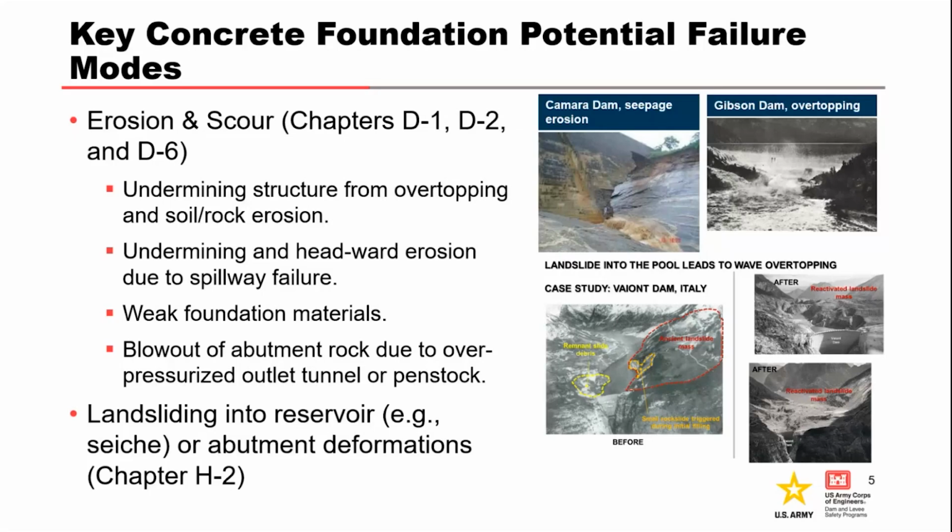And then we also consider landsliding into the reservoir, which can also cause a wave that may overtop the dam. Vajont Dam in Italy is an example of this type of failure, although Vajont Dam actually did not fail, but the wave in the reservoir caused by the landslide did result in life loss.